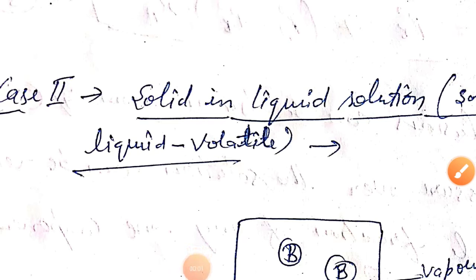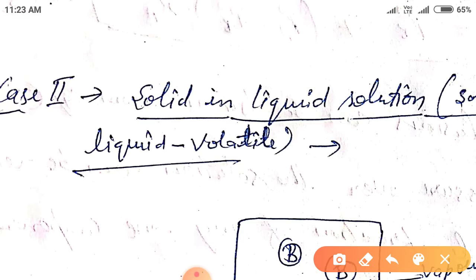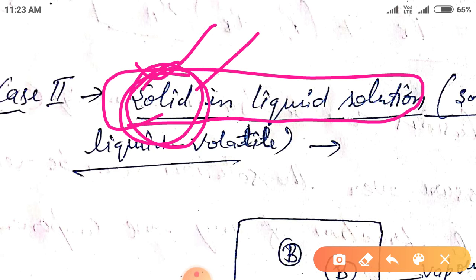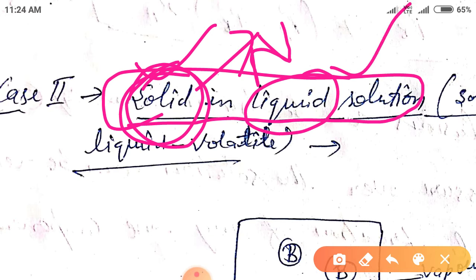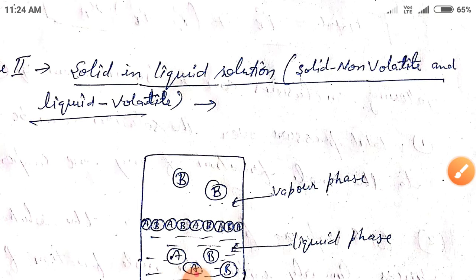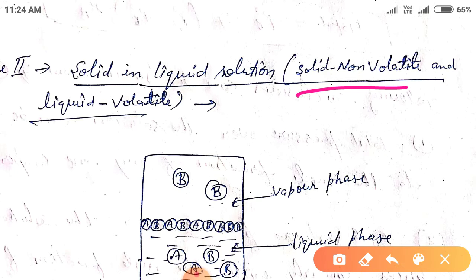We will study the second case for Raoult's law, that is applicable for a solid in liquid solution. Here the solid is non-volatile and the liquid is volatile. Remember this: solid is non-volatile and liquid is volatile.